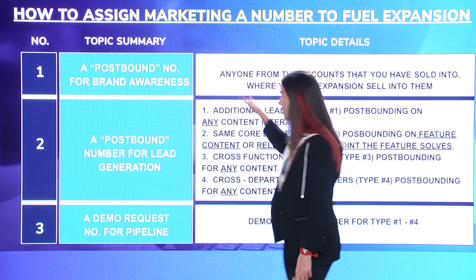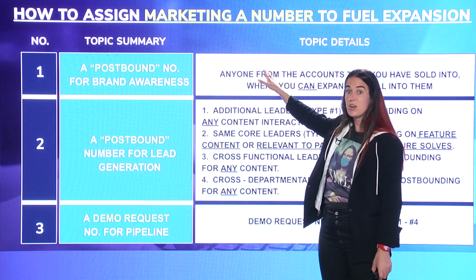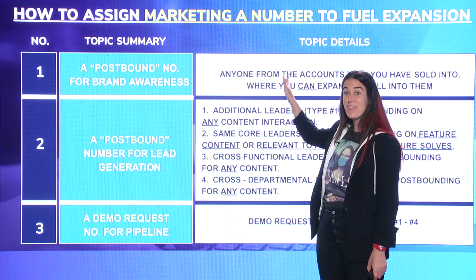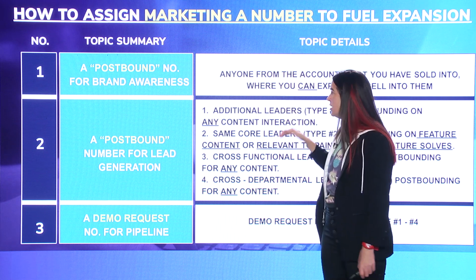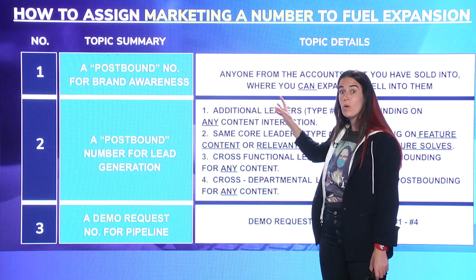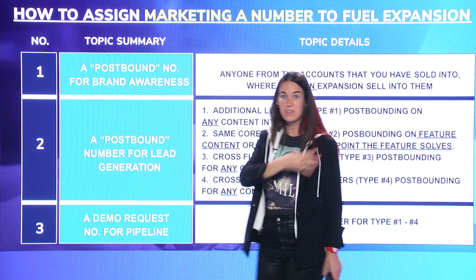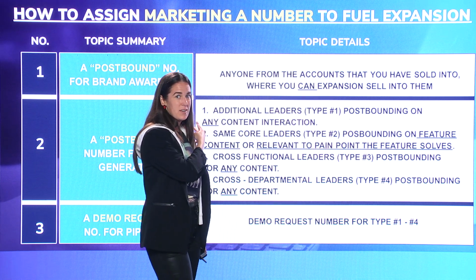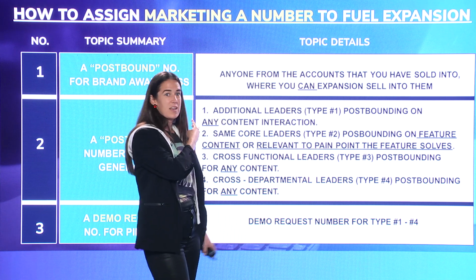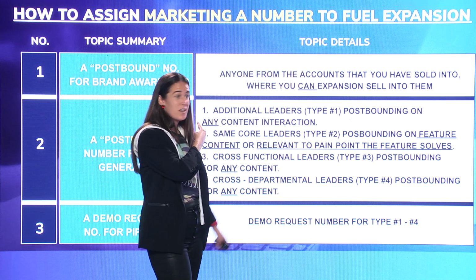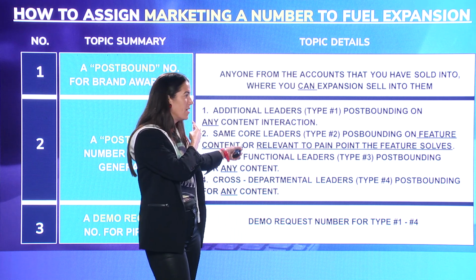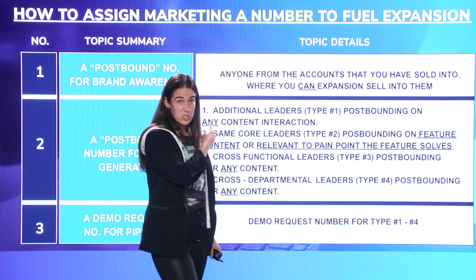So in review, 3 parts. Number one, give them a metric for brand awareness, and that can be anyone who downloaded content, webinar attendee, et cetera, at the account that you want to expansion sell into. Number two, give them a number for the types of leads that you want to sell into that account for the 4 respective different types of expansion selling. So it was leaders outside of Luke downloading any content on the additional feature. It was the AE leader within marketing solutions for LinkedIn, or it was the BDR or AE leader for talent solutions within LinkedIn.